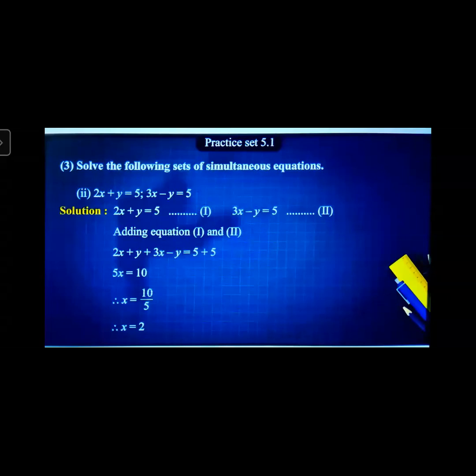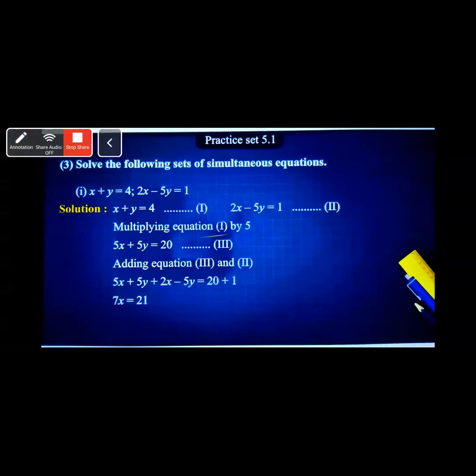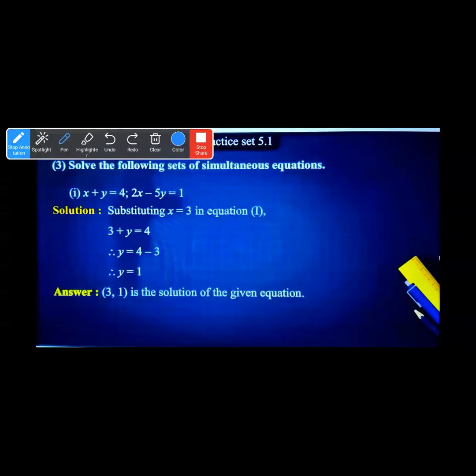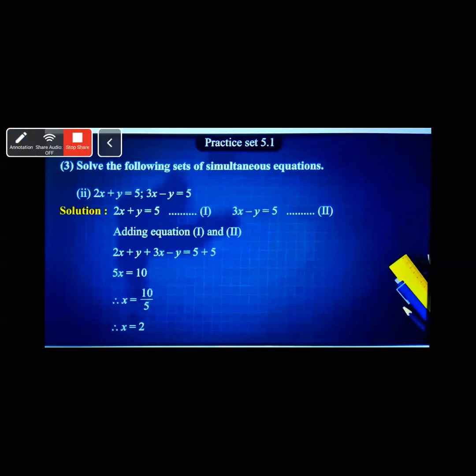Adding the equations, you can see here, we don't have to multiply or divide any number. We have directly got plus y and minus y. This is automatically going to reduce after doing the addition. We will add equations 1 and 2, and plus y and minus y will get reduced. 2x plus 3x is equal to 5x, and 5 plus 5 is equal to 10. x equal to 10 upon 5, therefore x equal to 2.